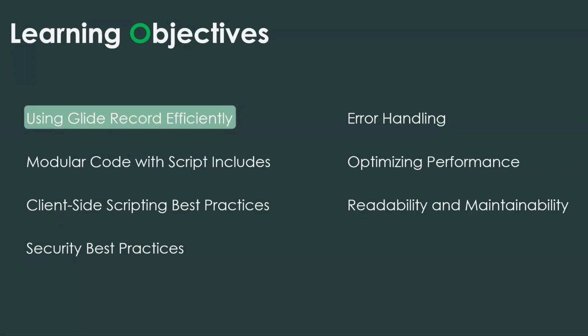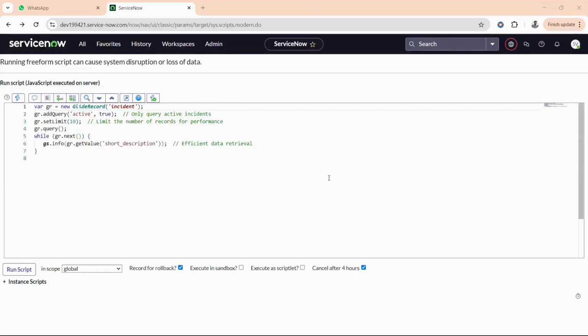GlideRecord is one of the most frequently used server-side objects in ServiceNow for querying records from tables. However, it's important to use it wisely to avoid performance bottlenecks. As you can see in this code, we are limiting the number of results using setLimit, which ensures we don't retrieve unnecessary records. Always try to query only the fields you need and avoid processing large datasets unnecessarily.